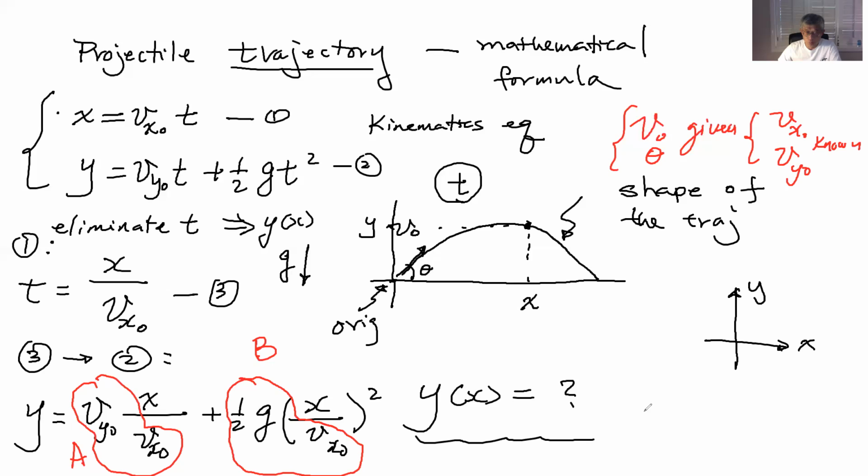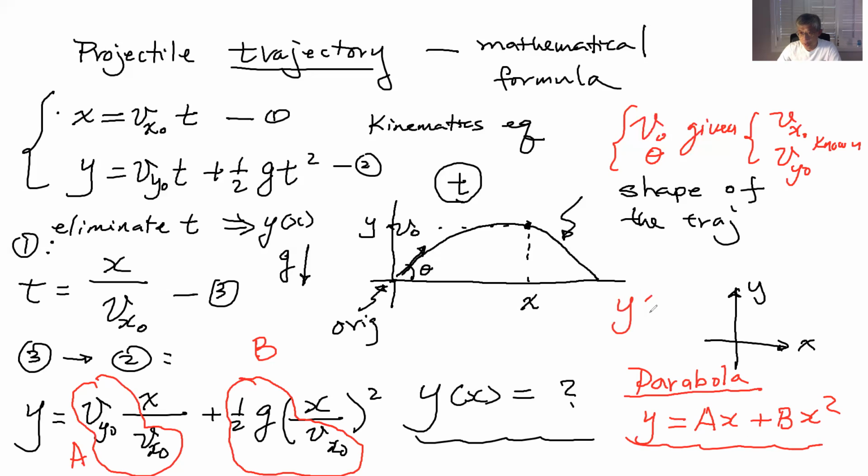So now with that, we're going to write Y is equal to AX plus BX squared. So that is the formula you're looking for. And that is from math: this is a parabola. That's a parabola equation. So Y as a function of X is equal to AX plus BX squared. When you plot it, it should look like a parabola. So that indeed is a parabola.